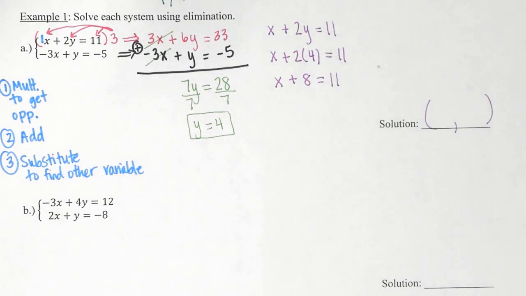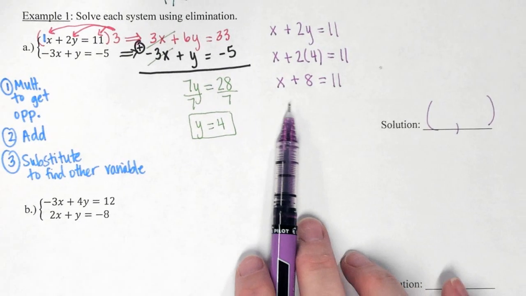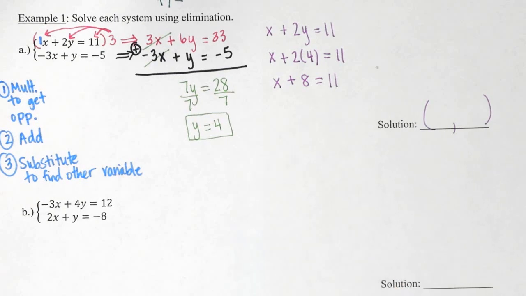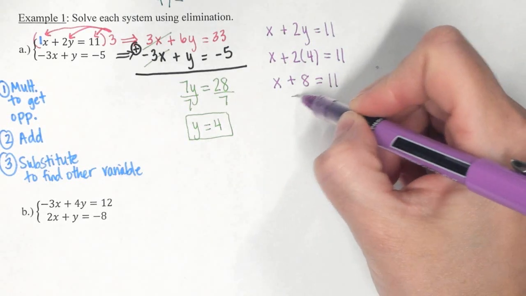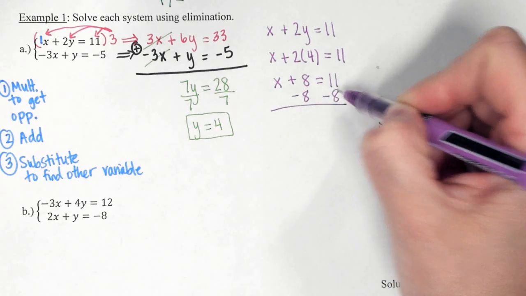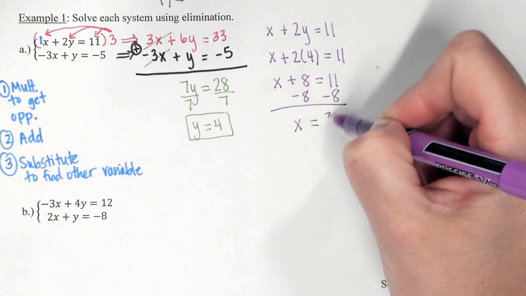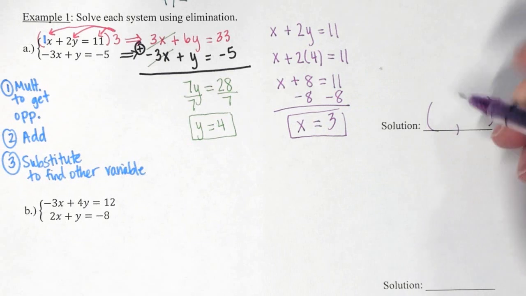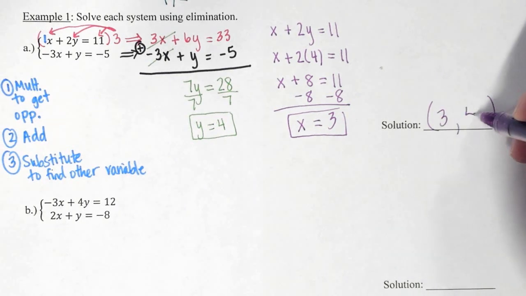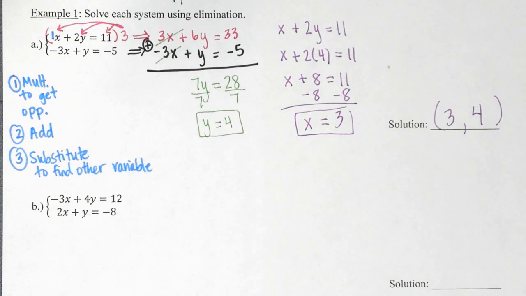Okay, and then Gabe, what'd you get for your final answer? Oh, okay, are you here though? Are you here? Yeah. Okay, and then what's your last step? Do what to both sides? Subtract, yep. So we're going to subtract 8 from both sides, and you should get 3. So x always goes first, so we're going to write 3, 4.